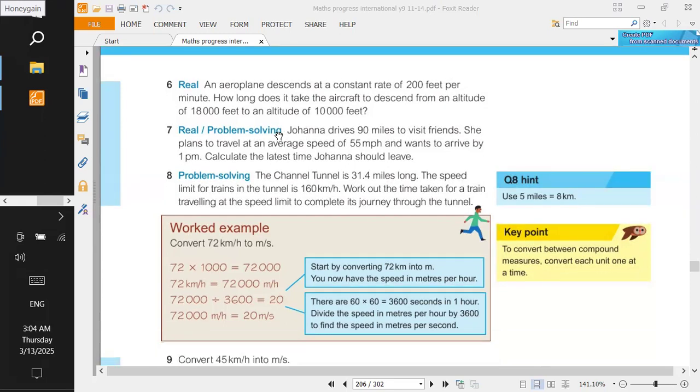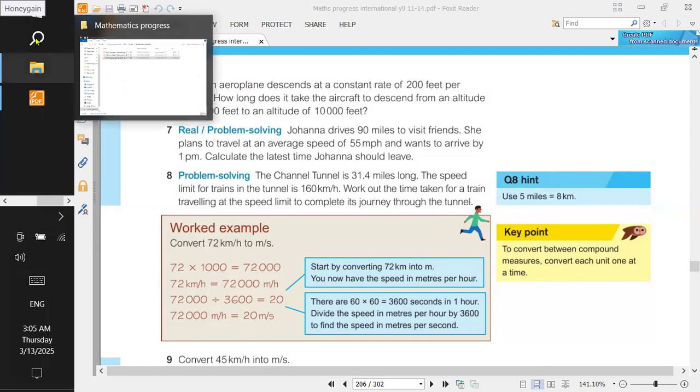So same idea for question 6. They gave you 200 feet per minute. This is the speed, 200 feet per minute. Take the aircraft to descend from an altitude of 18,000 feet to an altitude of 10,000 feet. They need how long? How long means what? Means the time. So they gave you the distance, which is the difference between these, and they gave you the speed.